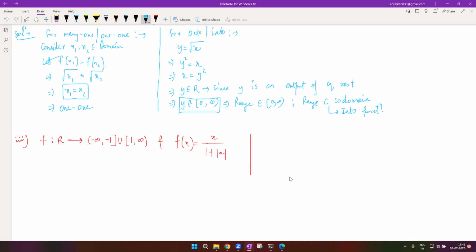And this is mod here. This is modulus, and we know the job of modulus: to make everything positive. Right? So first you solve it for many one and 1-1. Then we will discuss onto and into. But first you guys solve it for 1-1 and many one. Try this. This is a harder one, but let's try this.